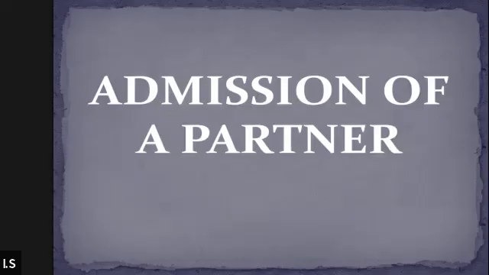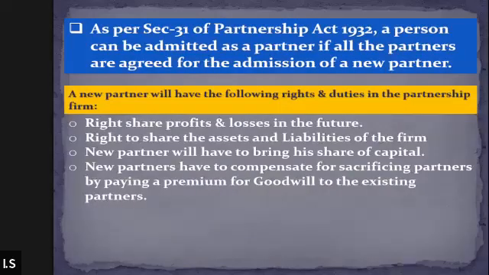Other than this, I've also told you that whenever a person enters the partnership, certain rights and duties are provided to such person. He will have the right to share the profit and loss of the firm in the future. He will have complete access over the assets and liabilities. He will have to bring his proportion of capital in the partnership, and he will also have to compensate the sacrificing partner by bringing premium for goodwill. So we have covered all these points, and we started the calculation.